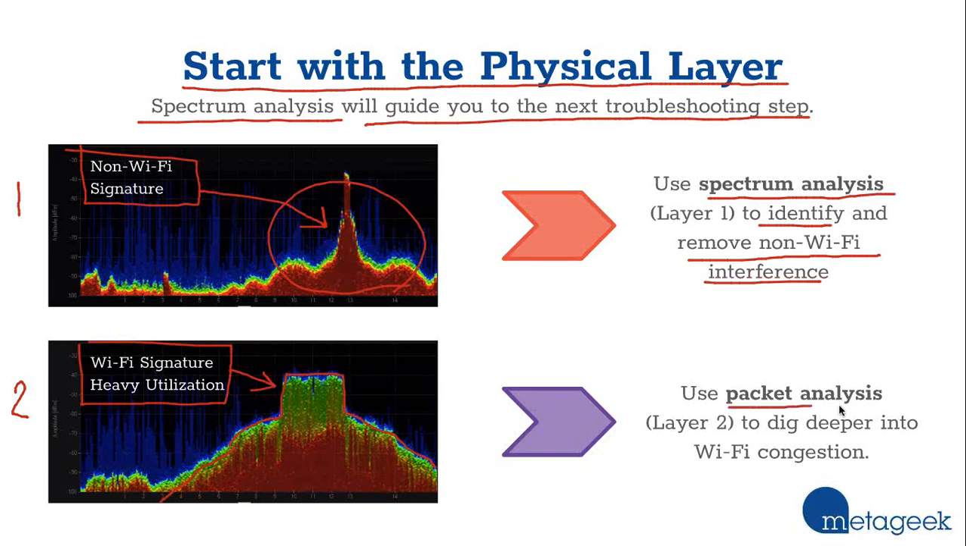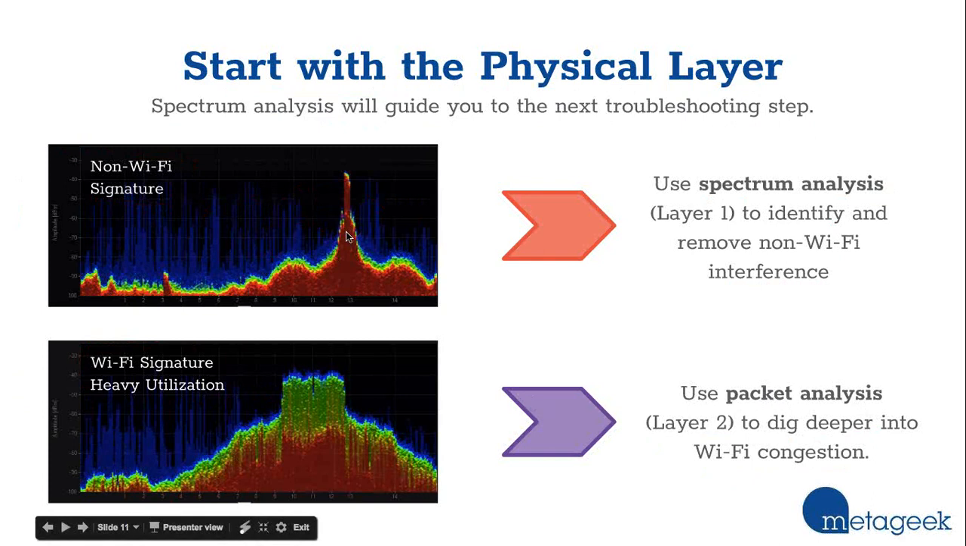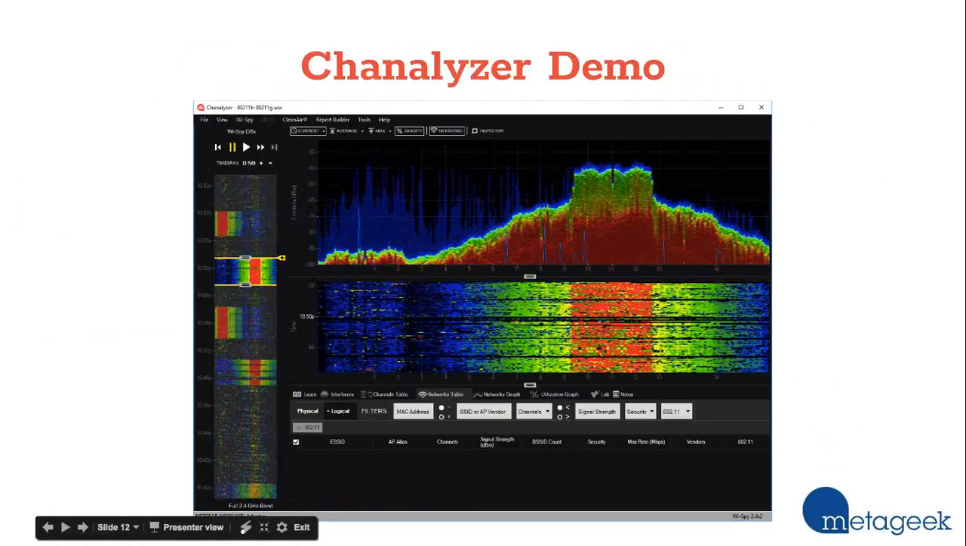That's when I might use packet analysis to look at layer two, to actually look at that data flying back and forth between devices to dig deeper into that Wi-Fi congestion. But I'm always going to start with layer one because that's going to lead me to what I need to do next. Okay, so with that, I think I'm ready to be done with some slides for now. So let's go ahead and do a live demo in our environment right now. So I'm going to go ahead and start up my spectrum analysis tool really quick here.